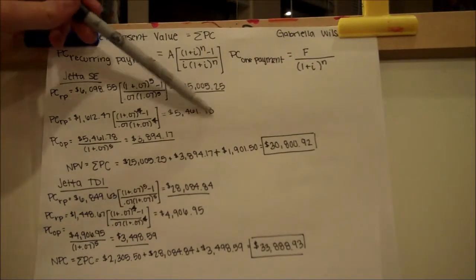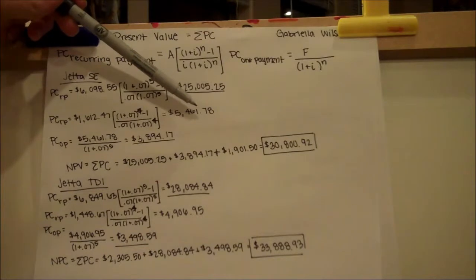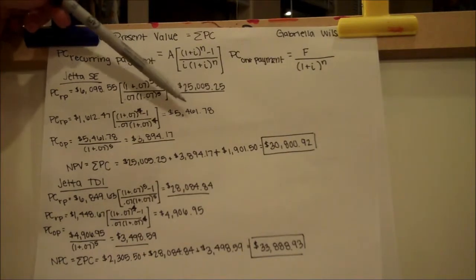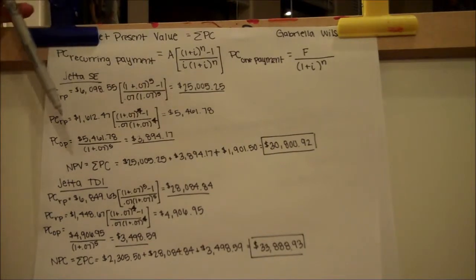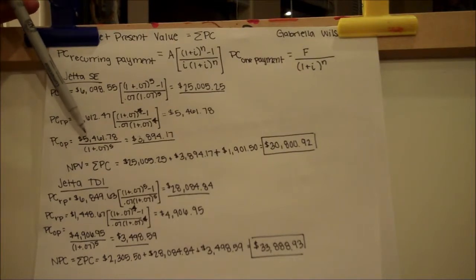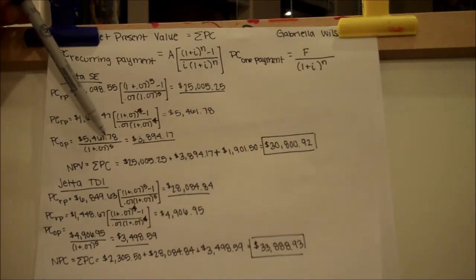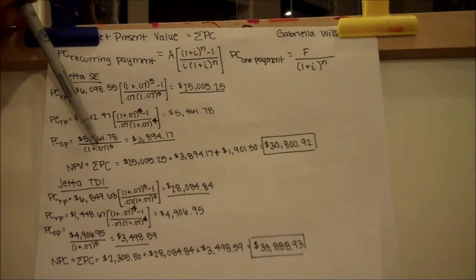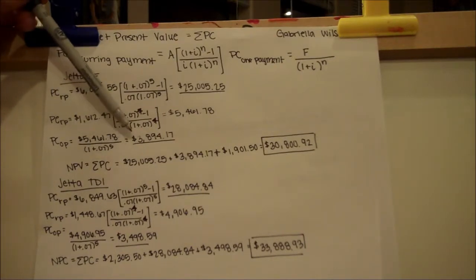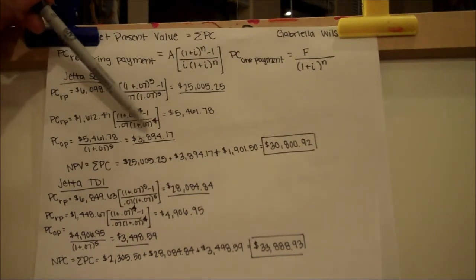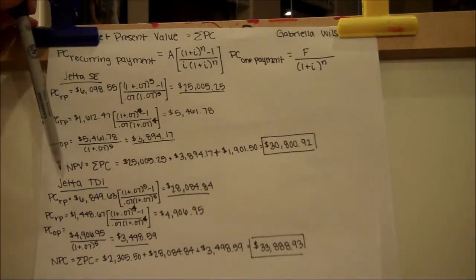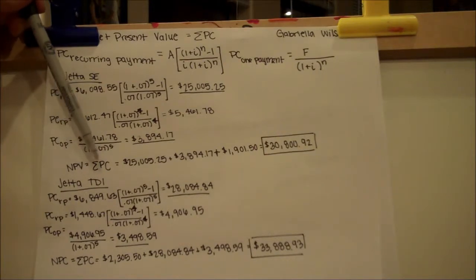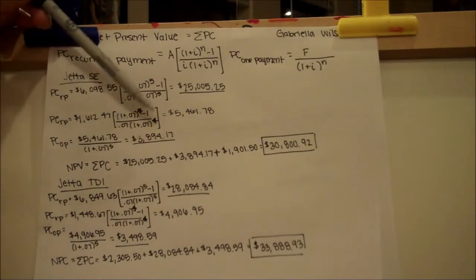And that number equals $5,461.73. This amount right here is the present value in 5 years from now, so we still need to bring it back. And since this is one payment, we will be using the present cost of one payment, which is $5,461.78 divided by (1 + 0.07)^5. That number equals $3,894.17.